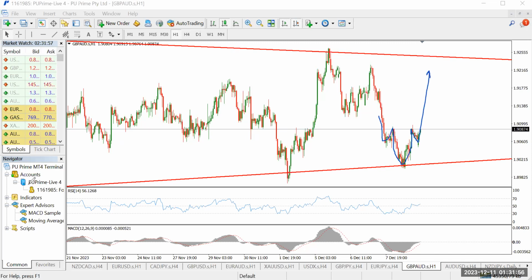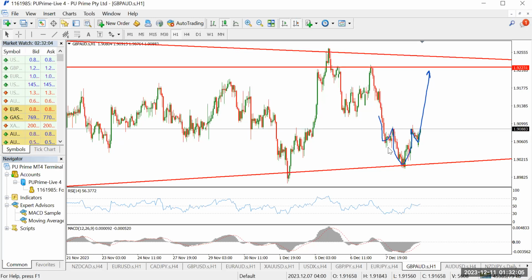So price is expected to target this resistance level as a take profit level. And if the volatility is strong, price could still go further to hit the second level up there. So I retain my bullish bias on GBP AUD.